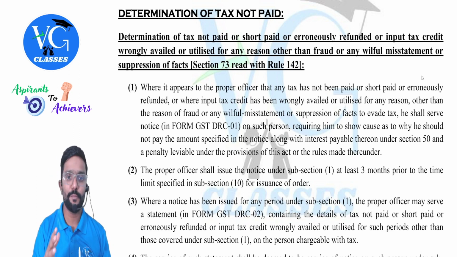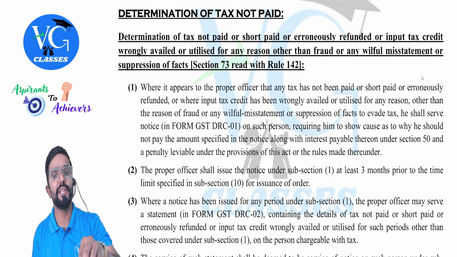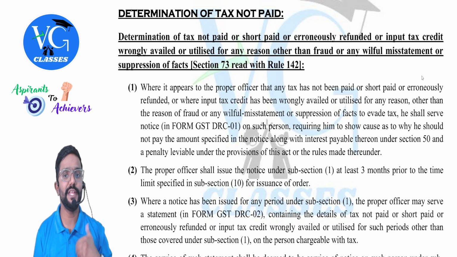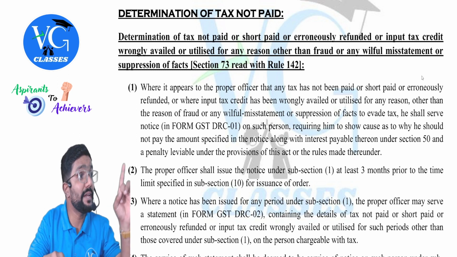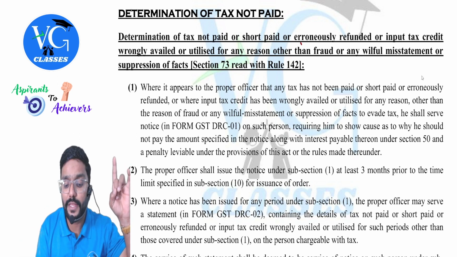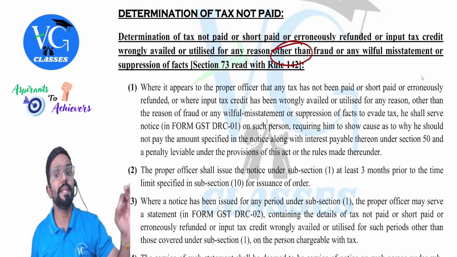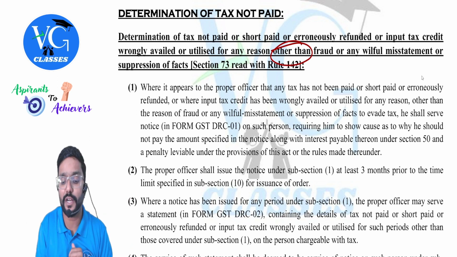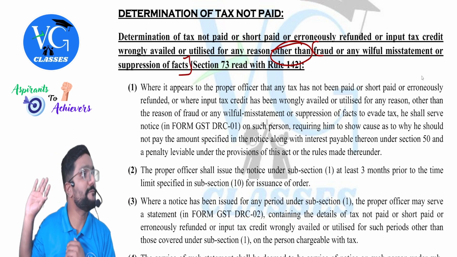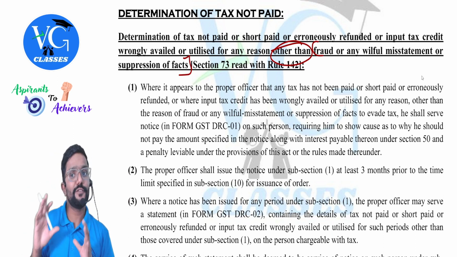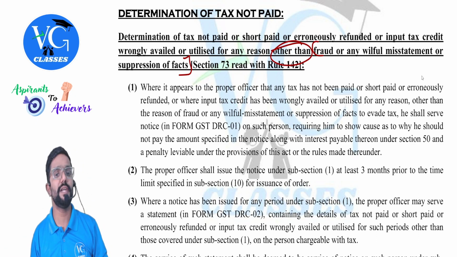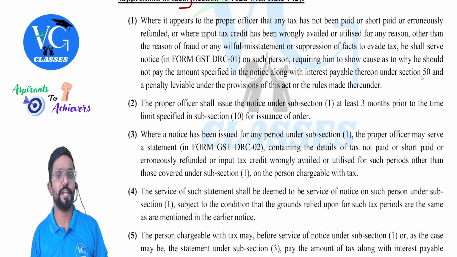Determination of tax not paid, short paid, or erroneously refunded, or input tax credit wrongly availed or utilized for any reason other than fraud or any willful misstatement or suppression of fact. Means these things are not covered in section 73. So then where is it covered? Section 74. So other than fraud, willful misstatement or suppression of fact, it's covered in section 73, read with rule 142.